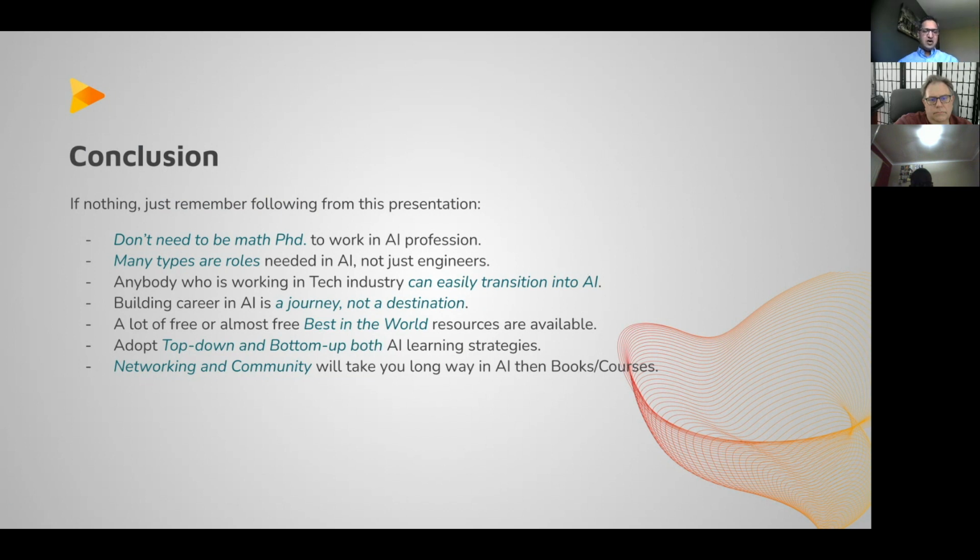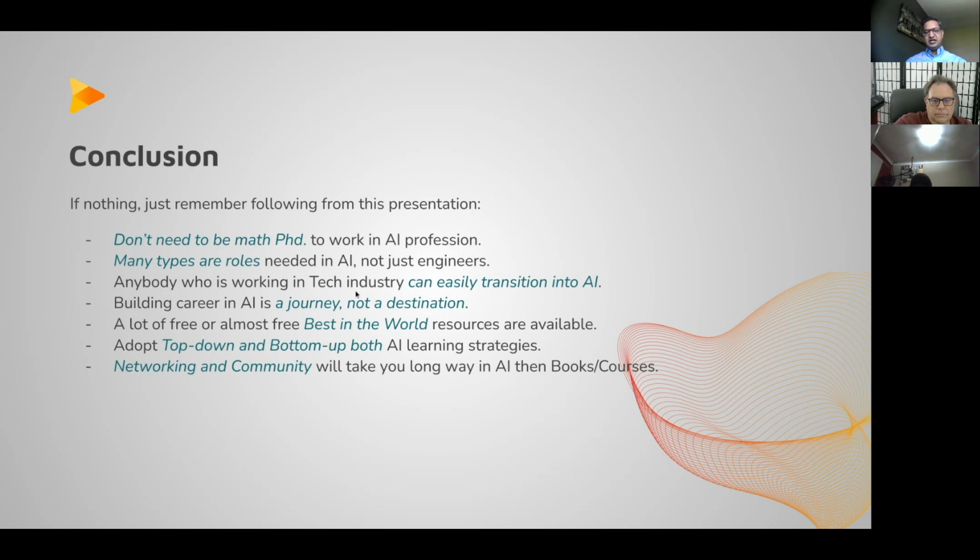I know I have talked a lot, but I just want you to remember the following things from this whole presentation. You don't need to be a math PhD to work in the AI profession. You don't need much math to work in this domain and be an applied professional. Many types of roles are needed in AI, not just engineers. In fact, all the roles needed in traditional software are needed in AI as well.